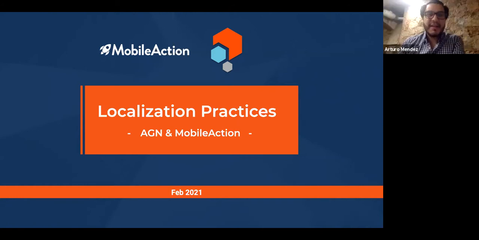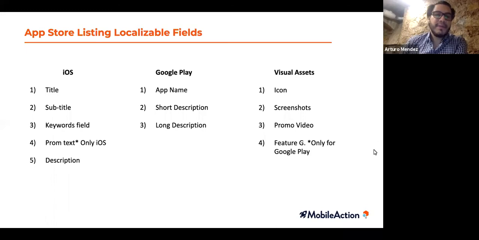Awesome, great. Today we're going to talk about localization practices. First, we need to understand what needs to be localized. It's the metadata in iOS and Google Play: the title, subtitle, the keyword fields, and all the other metadata fields. Also the visual assets, an icon, screenshots, promo text, and the video graphic could be localized in order to increase visibility and the click rate and conversion rate for the stores in different countries.